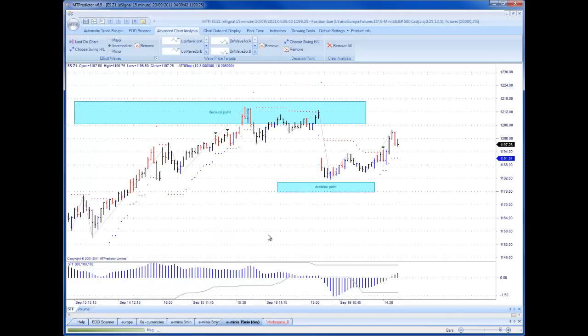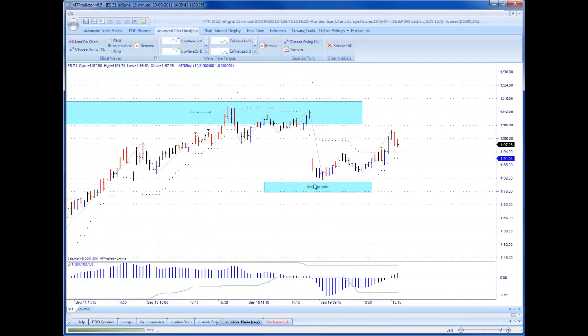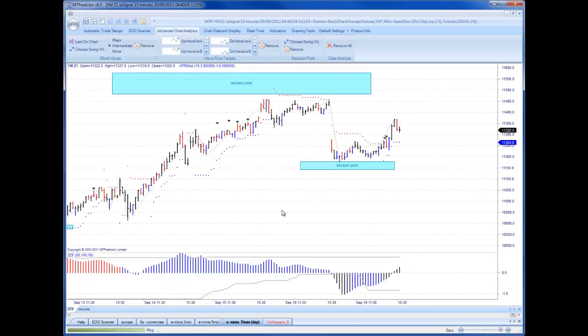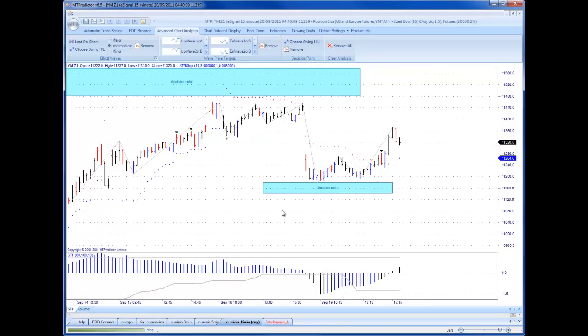If I go through, the ES was close but not quite at decision point support. So it was very close here but not quite. The Nasdaq was not quite as clear as the other markets, not really being at any support zone, but it was in the middle of nowhere. But the YM tagged this support zone brilliantly.